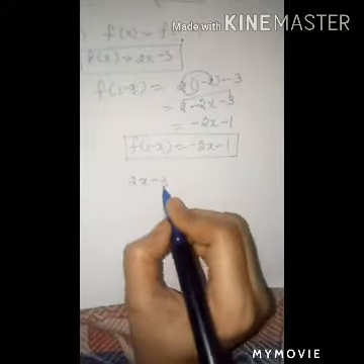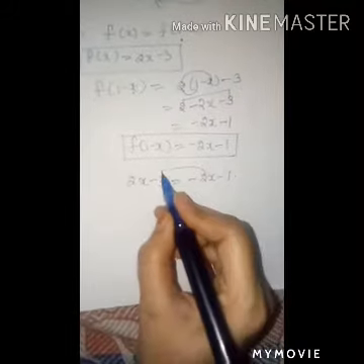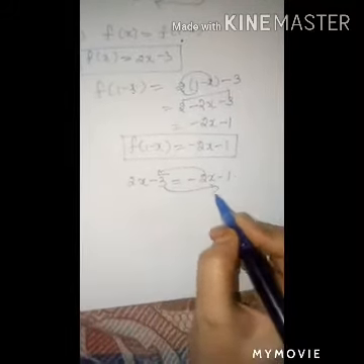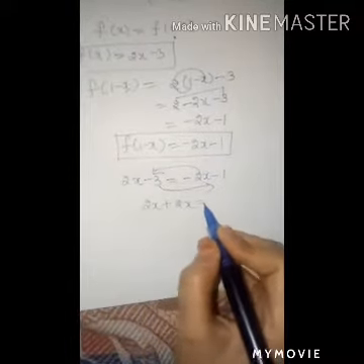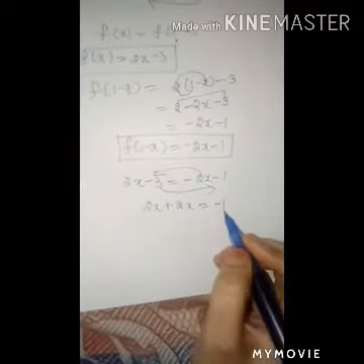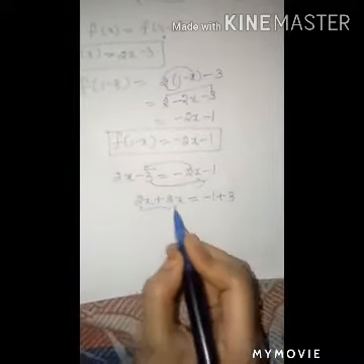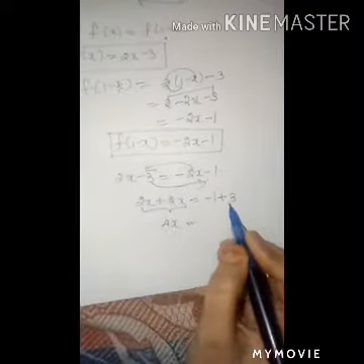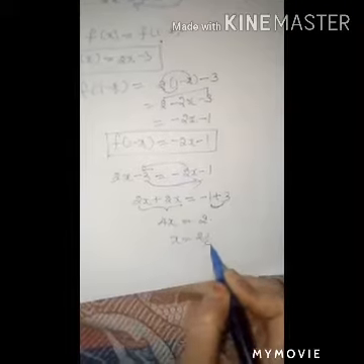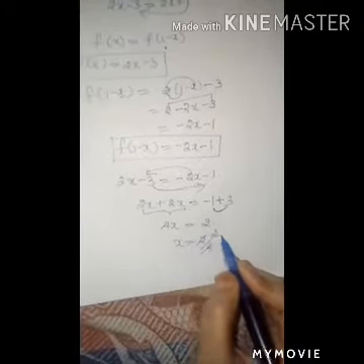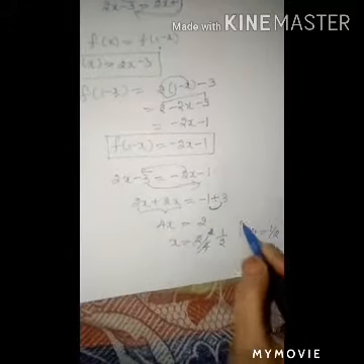So 2x minus 3 is equal to minus 2x minus 1. Bring the x term to one side and the constant term to the other side. Minus 2x becomes plus 2x, and already we have minus 1 as a constant term. When we bring this minus 3, it will become plus 3. 2x plus 2x, 4x is equal to, when we simplify this, we get 2. Then x is equal to 2 by 4. Cancel this by 2, 1 by 2. So x is equal to 1 by 2.